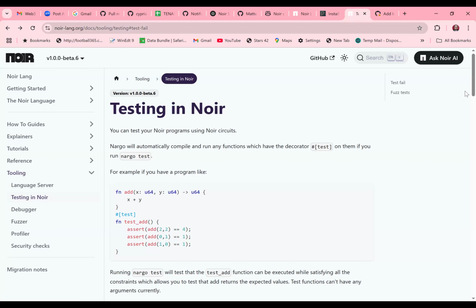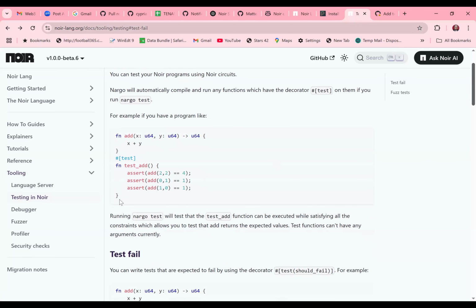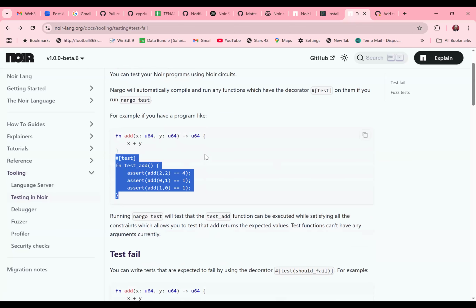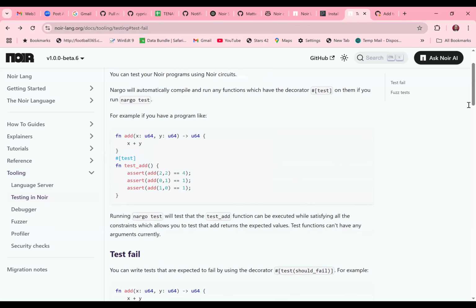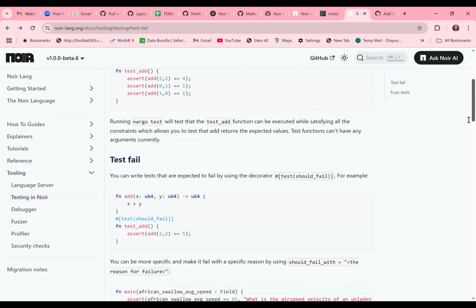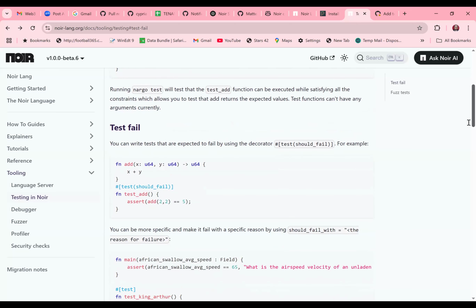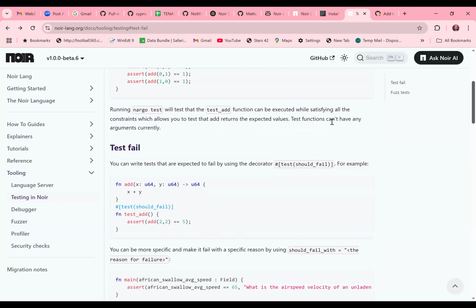What I wanted to show you is that these are tests that will pass. So you just write hash and then test, and then you write the test. And of course, you use assert just to confirm that whatever comes out is correct. Before that, of course, we run it with nargo test. When you write nargo test, it runs the tests.